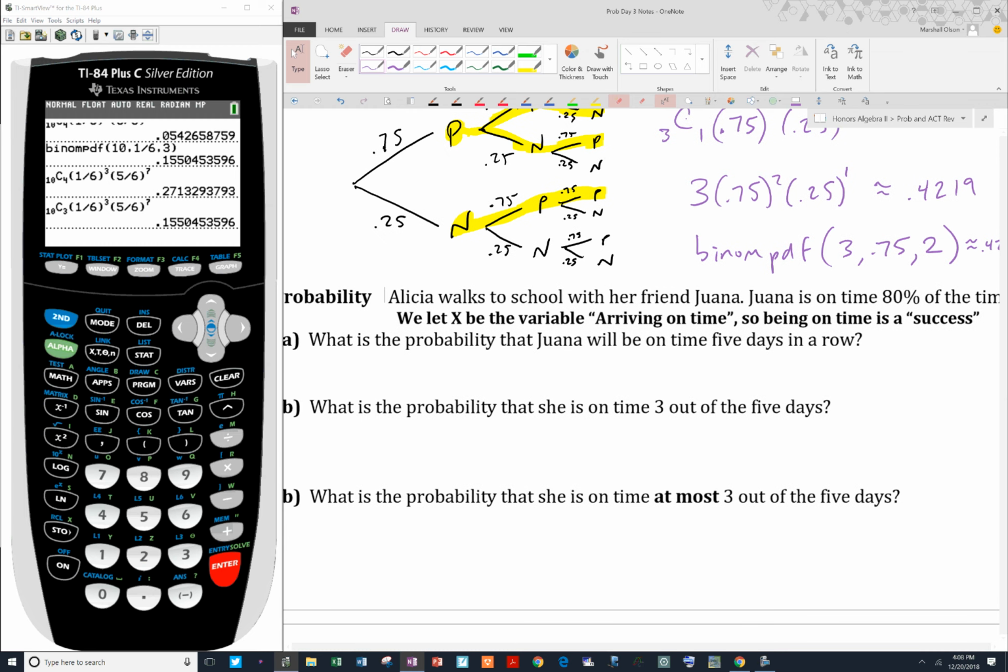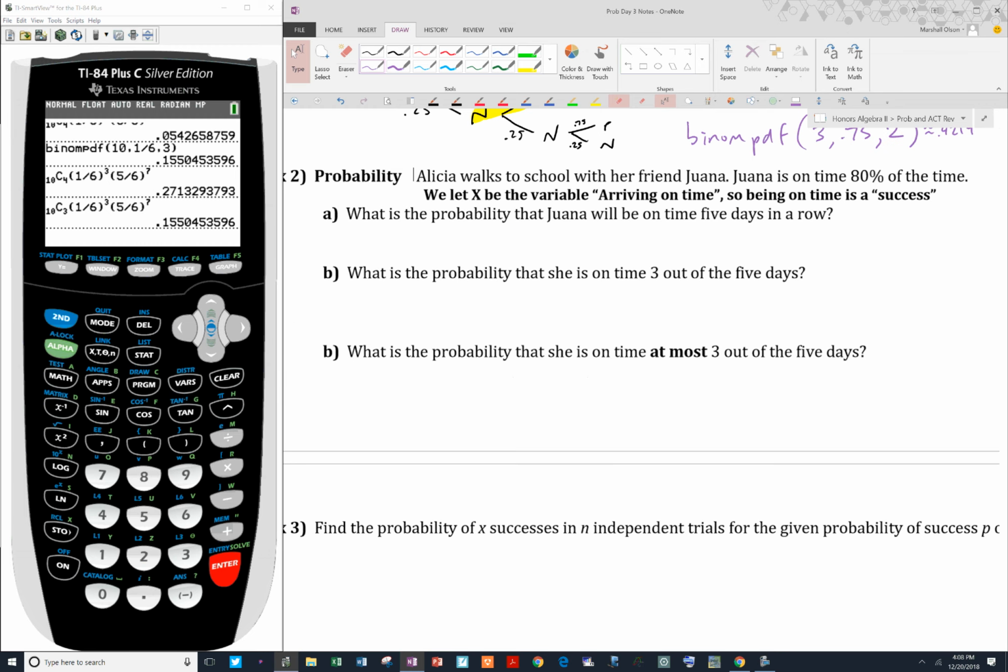All right, in the next problem, it says Alicia walks to school with her friend Juana. Juana's on time 80% of the time. So we're going to let arriving on time be a success. We're going to let X be that variable, arriving on time. So we are looking for the probability in part A that we're going to be on time 5 days in a row this week. In other words, each day throughout the week is a trial. So there's a total of 5 trials here.